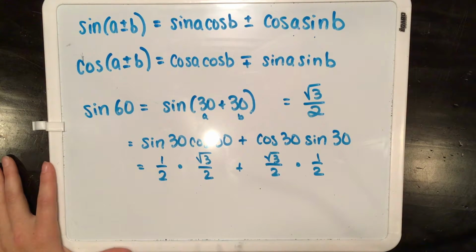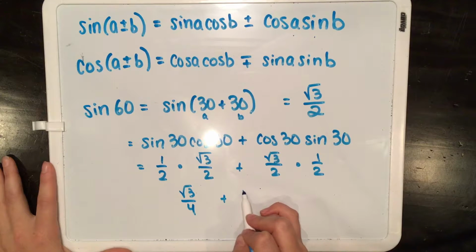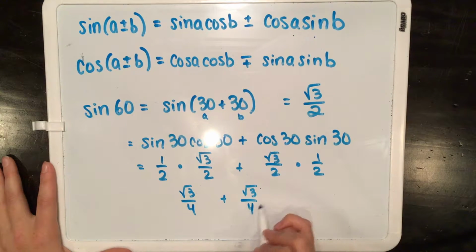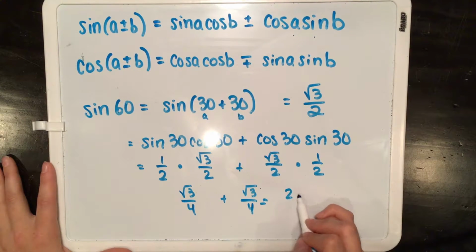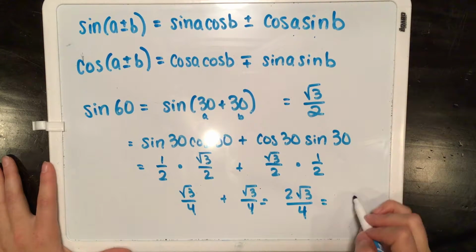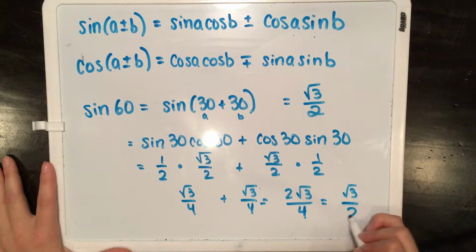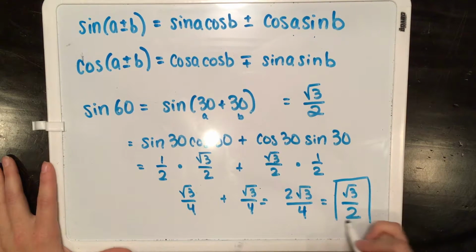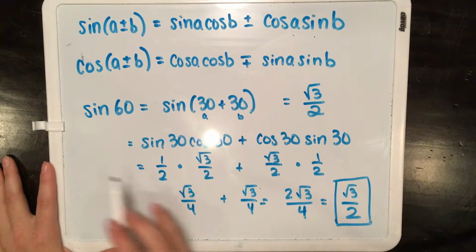Combine these two terms, multiplication. We've got square root of 3 over 4 plus square root of 3 over 4 equals 2 square roots of 3 over 4, and that reduces to the square root of 3 over 2. So we verified the sum formula for the sine of 60 degrees.